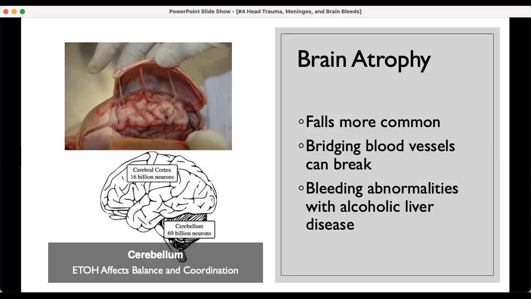Besides, they also have a loss of balance, so they are more at risk for falling, and you might not see any bleeds on their skull or their skin. And then the other problem with alcoholism is with alcoholic liver disease or cirrhosis, end-stage cirrhosis, there can be a loss of the coagulation factors.